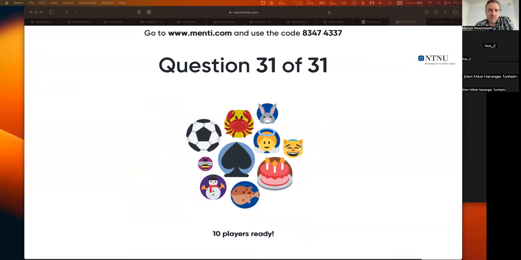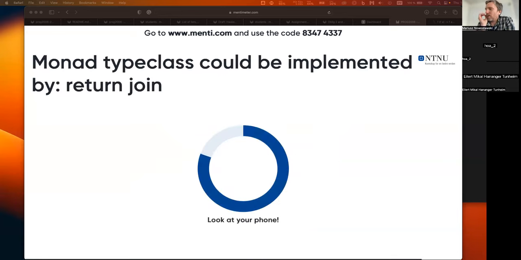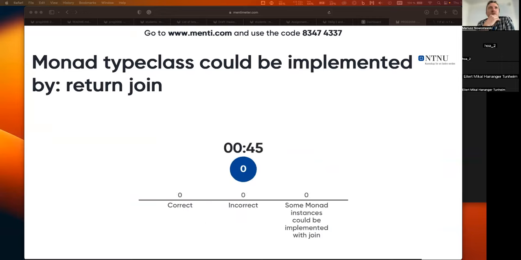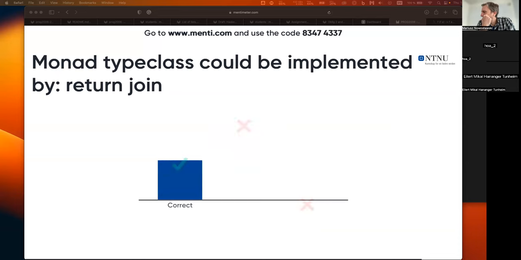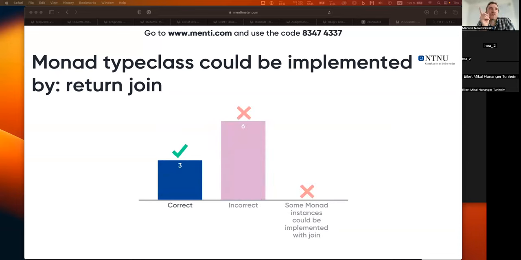So there is one more, and then we have the leaderboard. So if we always implement return and bind, can we actually implement the monad by implementing return and join instead? Remember the join, which was kind of collapsing one level for us? So can we implement our monad type with just return and join? That is too long, because you either know it or you don't. So the answer is, it's true. You can implement everything with just join and return.